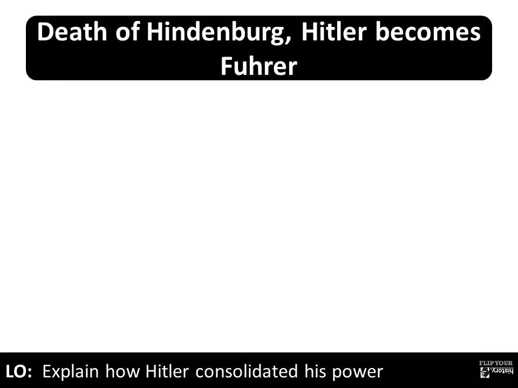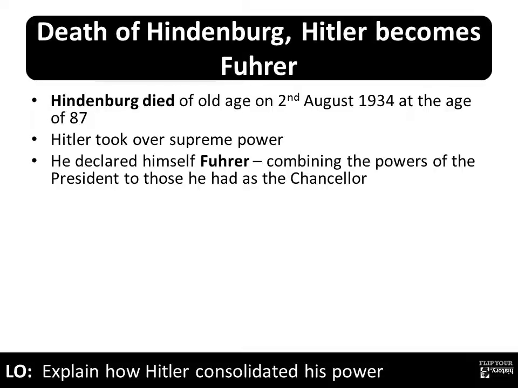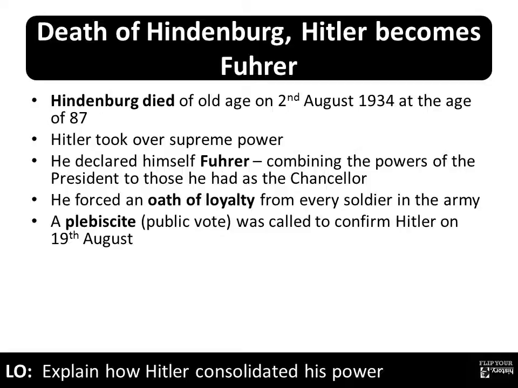The last remaining obstacle to Hitler's power over Germany was the President, Hindenburg. But Hindenburg died of old age on the 2nd of August 1934, at the age of 87. Hitler took over supreme power, immediately declaring himself Fuhrer, combining the powers of the President with those he had as Chancellor. He then forced an oath of loyalty from every soldier in the army, who were much more amenable to Hitler now that he had dealt with the SA and made it clear that he supported the army.